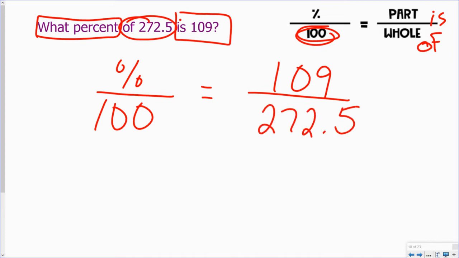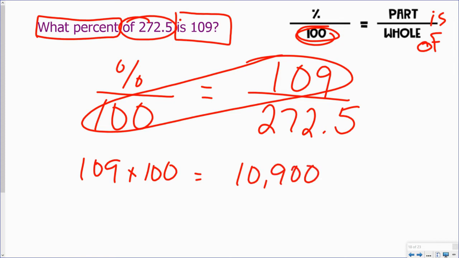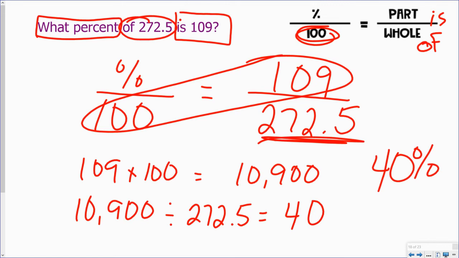Again, cross multiply. I would take 109 and multiply it by 100, and that would give me 10,900. Then I take my 10,900 and divide it by my other number here, 272 and a half. That gives me an answer of 40. So I would have 40%.